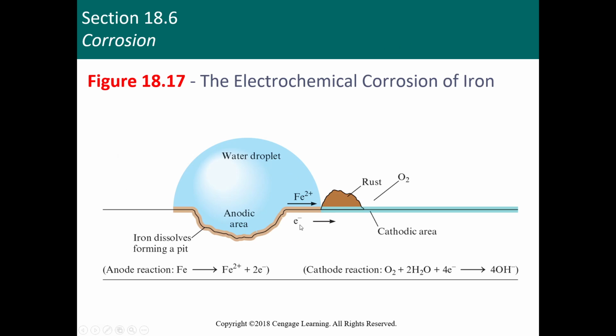So what you're seeing here is an iron object. This water droplet is going to be where you have your anodic area, your anode. And so the iron is going to dissolve, forming a pit. And that's the damage you usually associate with rusting. Pitting, right? And the dissolved iron is going to travel through the water droplet, and that's why the water is so important to rusting. If the water wasn't there, the iron wouldn't be able to go anywhere.